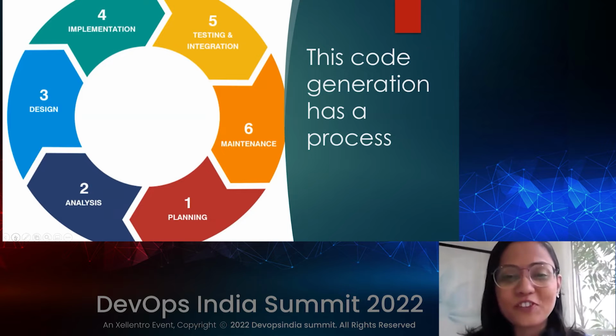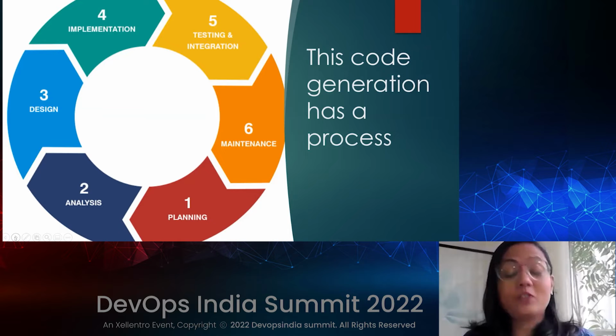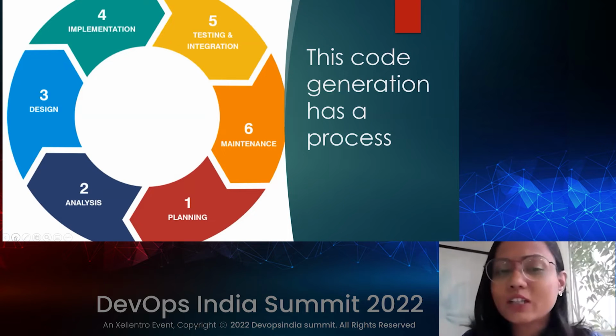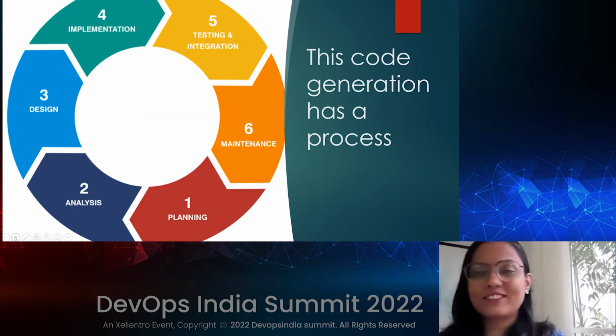The 6 steps are, first, of course, planning, which means what is that code for? What are you going to write it for? What are your requirements? What is the problem that you're trying to solve? Ideating all of that, and planning around it. So that's the first step.